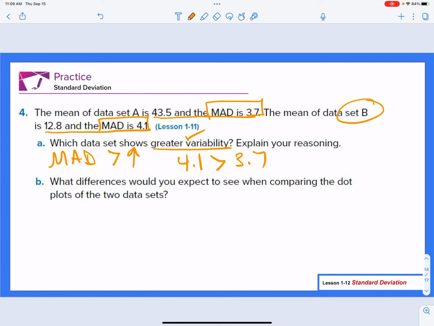What differences would you expect to see when comparing the dot plots of the two data sets? Well, I would expect to see a dot plot here centered around 43.5 and a dot plot there centered around 12.8. I'd also expect to see more of the points in A closer to 43, and with this one, a little more spread out around 12.